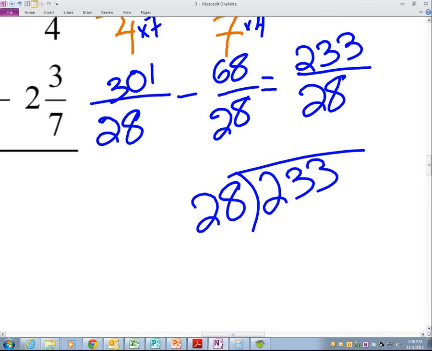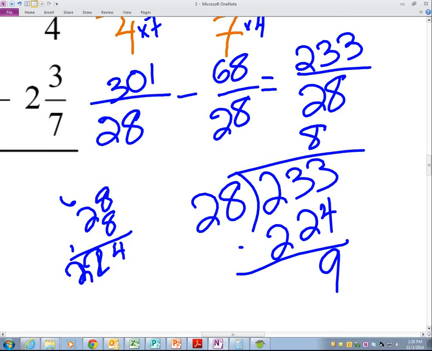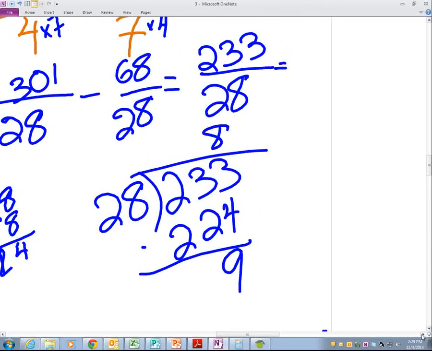Okay, so 28 is going to be, let's see, 8 maybe? 8 times 28 is 224, so we got 8, and to 233, that's 9. So it's a remainder 9. So we have 8 and 9 28ths.